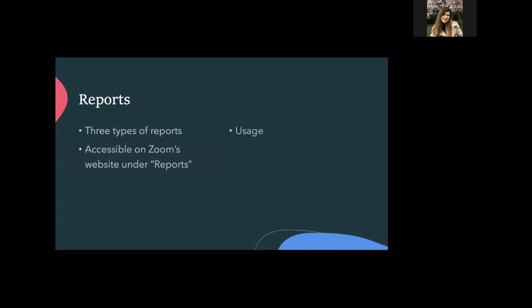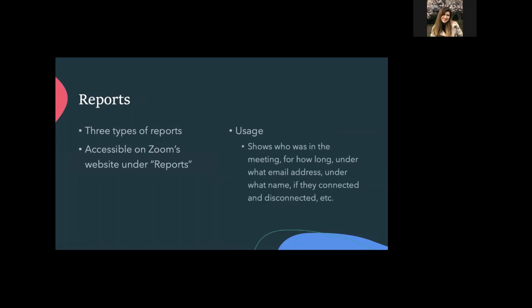The first kind of report is usage. This is a report that shows you who was in the meeting, how long they were there, under what email, what name they were under, if they connected, disconnected, if they renamed. All of that information is there. So if you're looking to take attendance, that's the one that you want to use, your usage report, right?